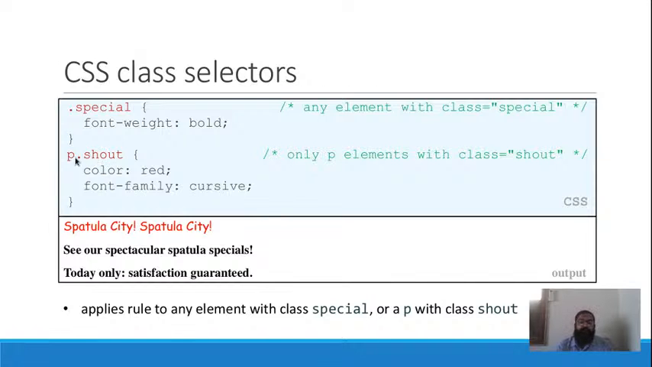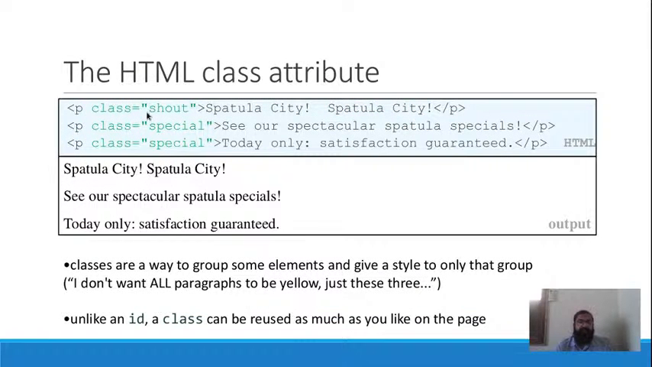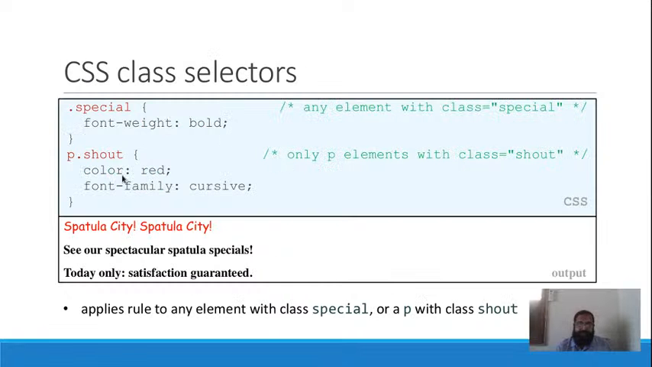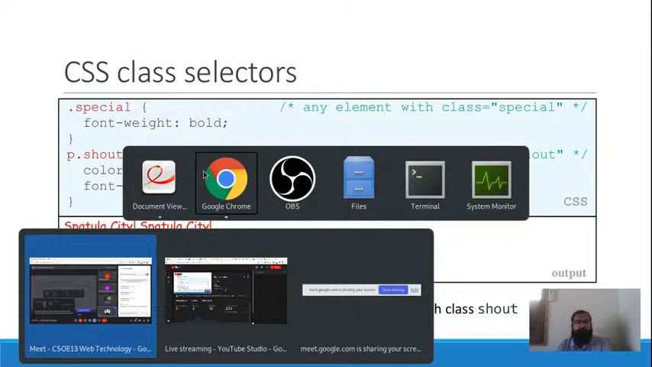If you want to use specifically that shout is for the p class, then you can use p.shout. So .special is for any element with class special, and p.shout means that only p elements with the class shout may use this particular CSS styling. So we have just some message.